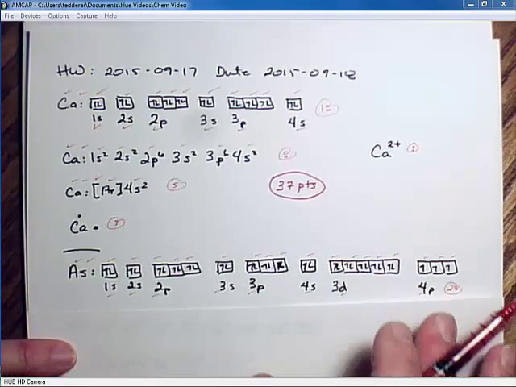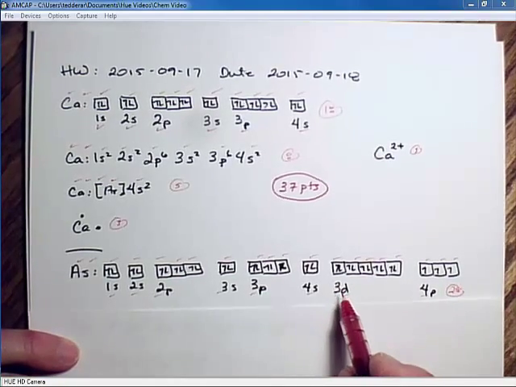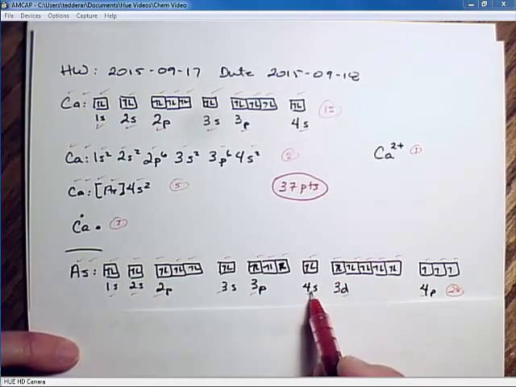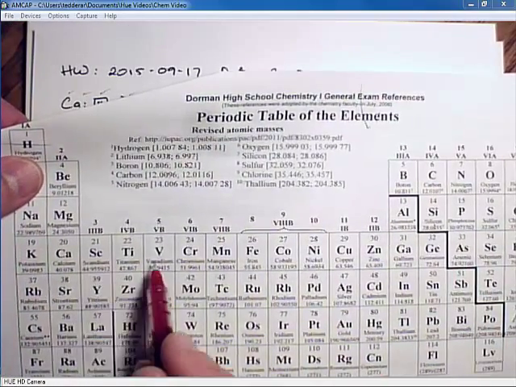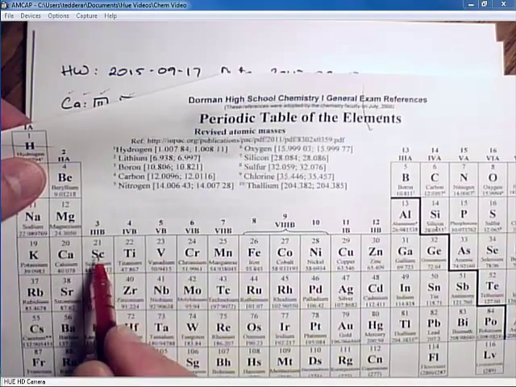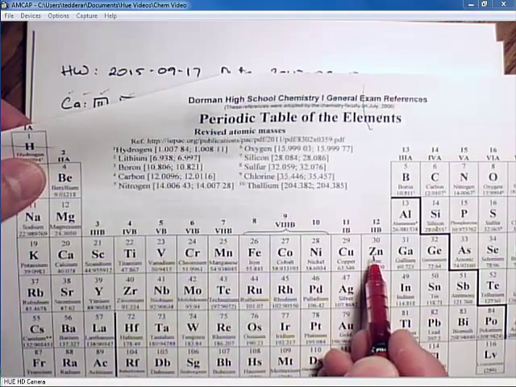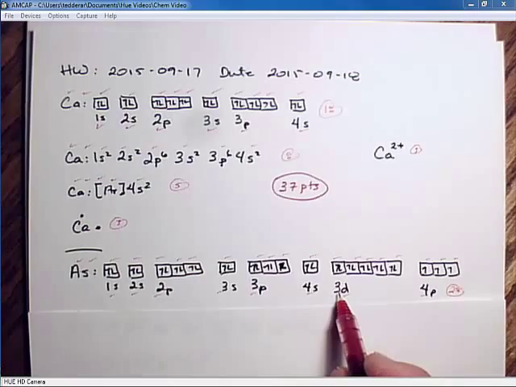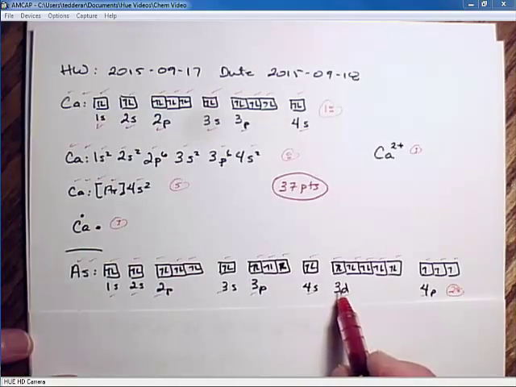Arsenic. Same basic idea for grading. We've got the 3D sublevel here. We're in 4S. For arsenic, then, the 3D sublevel drops back one primary level. So we start out in 4. When we get to the D sublevel, it drops back one primary level. So this is 3D. Okay?